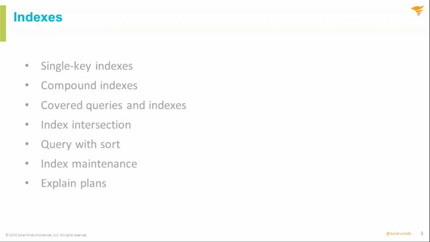And let's talk about some of the things about indexes, right? So we start with the indexes. Do you see the single key indexes, compound indexes, covered queries and indexes, index intersection, query with sort, index maintenance, explain plan? This is what I want to cover, but there is no really theoretical way to explain it. So instead of just covering theory, I am going to jump to a MongoDB instance which I've installed, and we'll talk about it. And then I will pose a very interesting question to you guys. I think this is where our conversation will start.